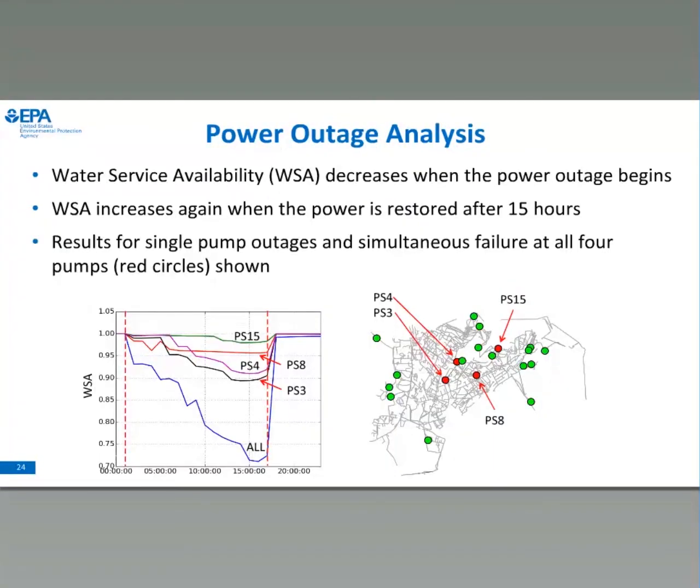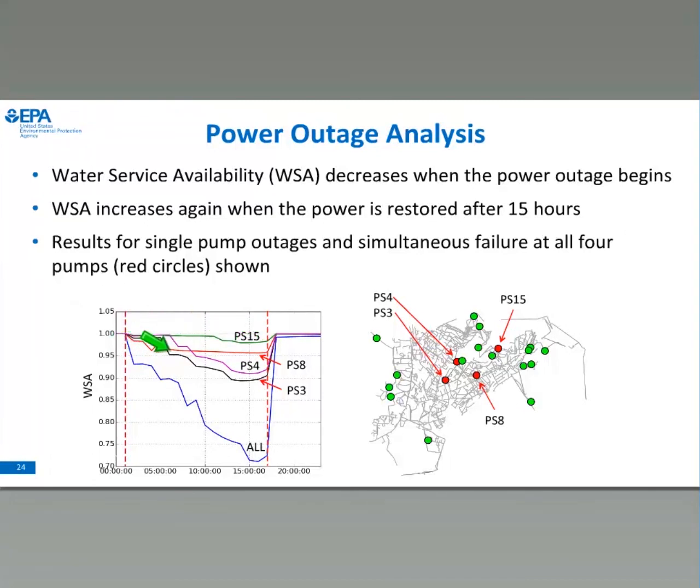In terms of other criticality analysis, we can look at power outages, and this is looking at power outages to pumps. We were looking at an incident where the power was taken away from the pumps and then restored about 15 hours later. You can see that water service availability was the metric again over time. We first looked at each individual pump being out of service, and here we see pump station 15. If it was out of service, it didn't really impact the water service availability.